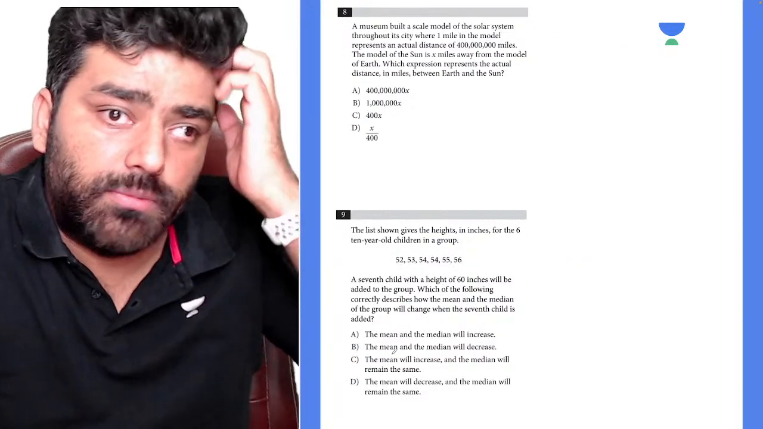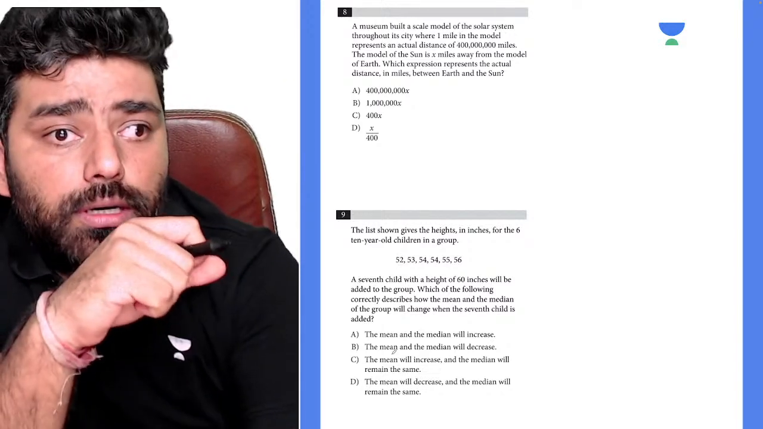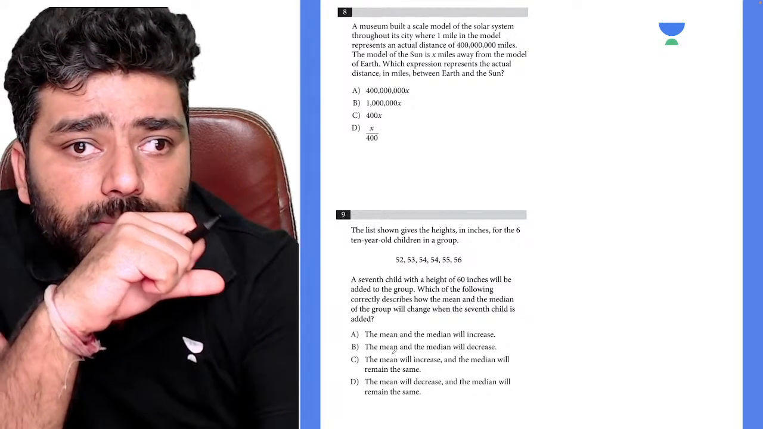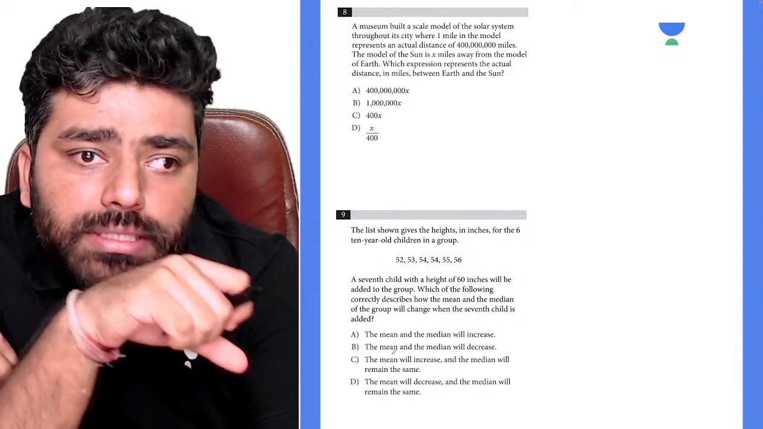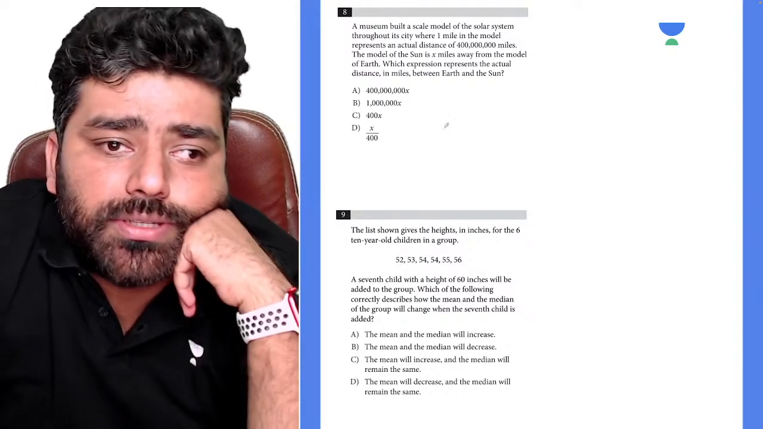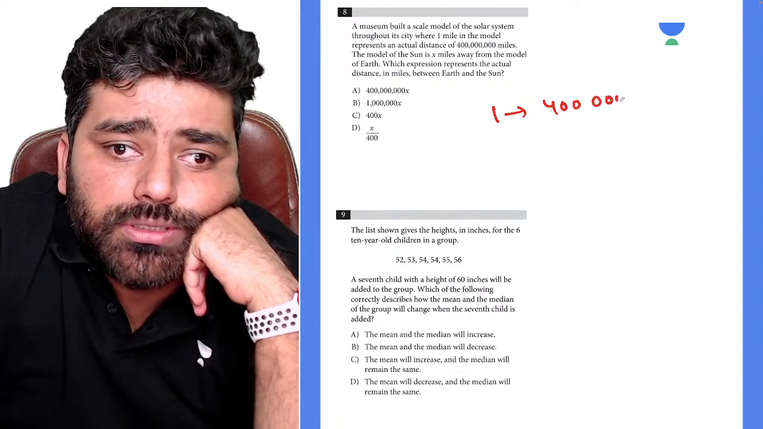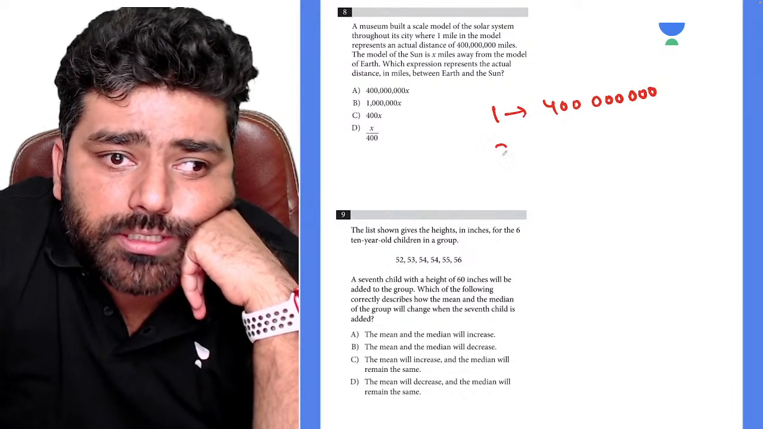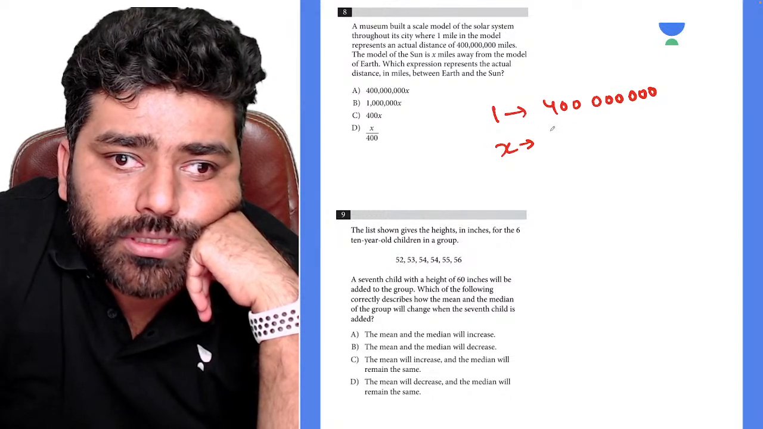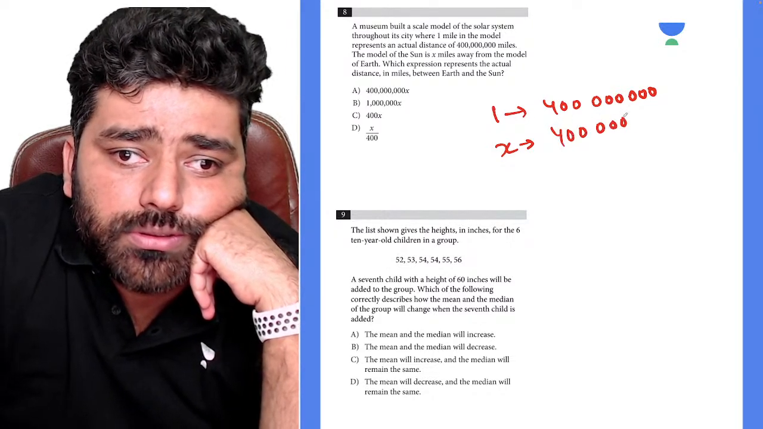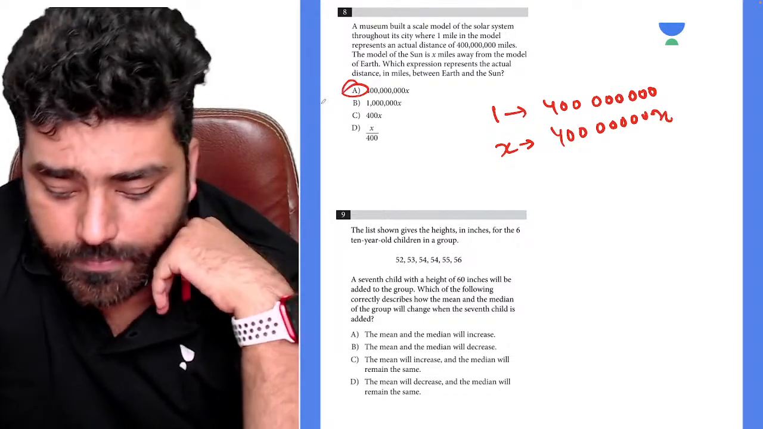Question number 8: a museum built a scale model of the solar system, where 1 mile represents a certain distance. The model of the sun is x miles from this, so which represents it? You can do 1 mile is equal to 400,000,000. So x miles will be what? 400,000,000 multiplied by x. That's it. That means A.